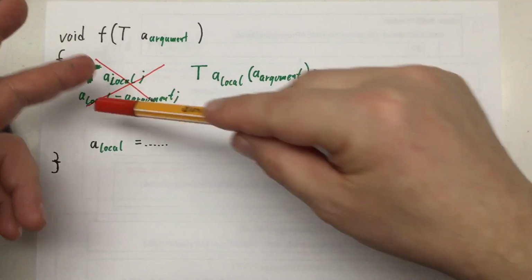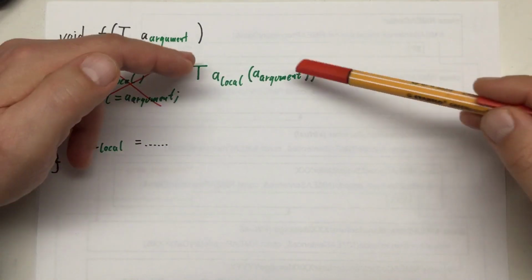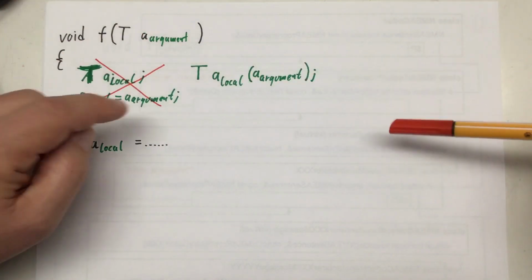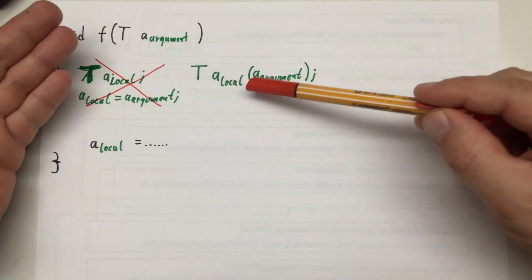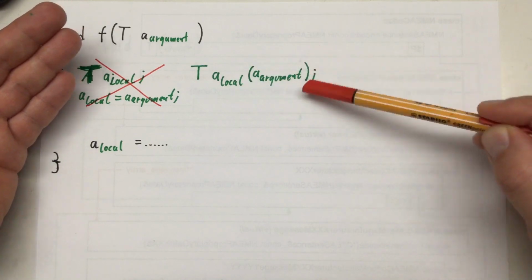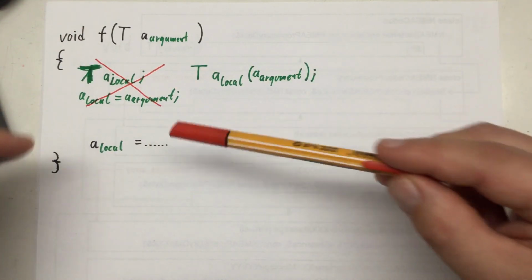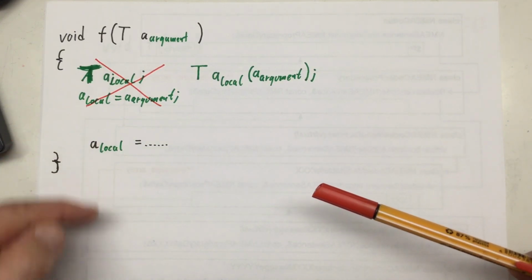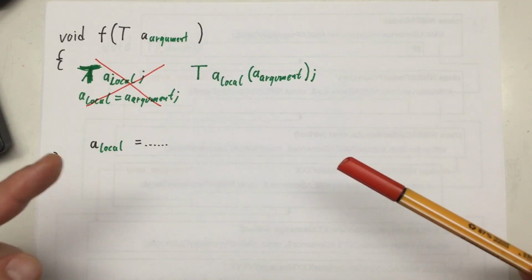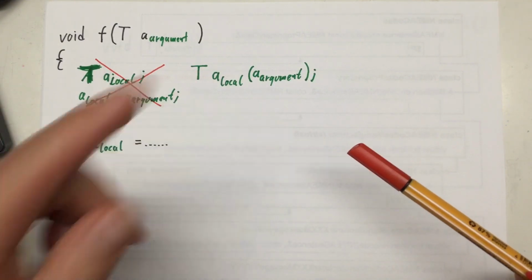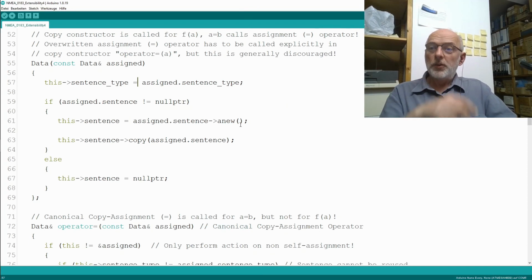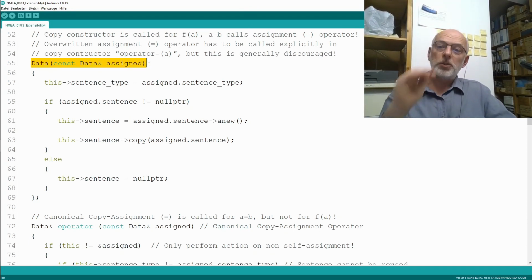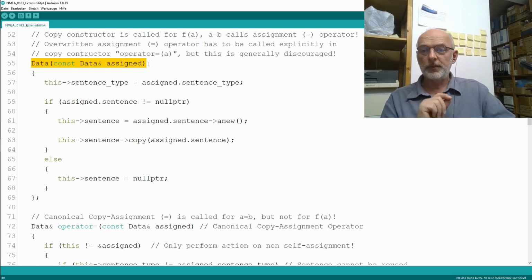In fact, at that point, the compiler uses the copy constructor of a class or struct. So in our case here, t a local is a copy of a argument. And keep in mind that the destructor for a local is called when we exit the function. So our sentence pointer would again point to the nirvana. So, to make things watertight, we also have to override the default copy constructor of our data struct.